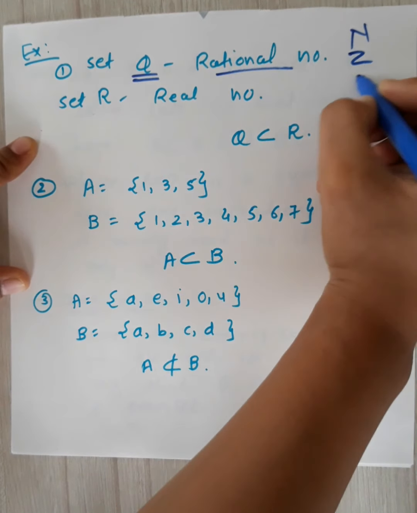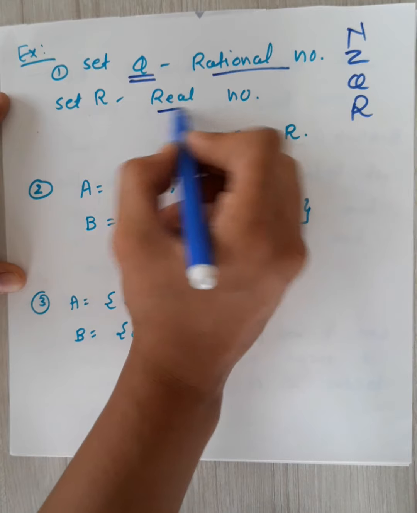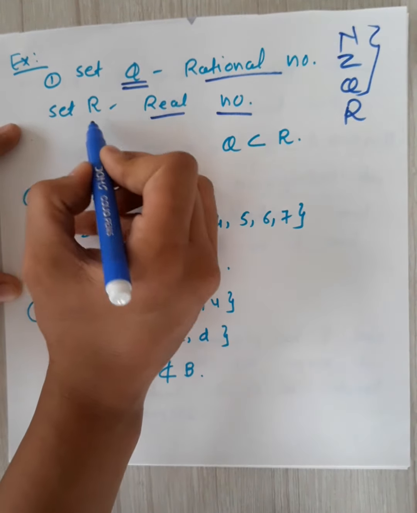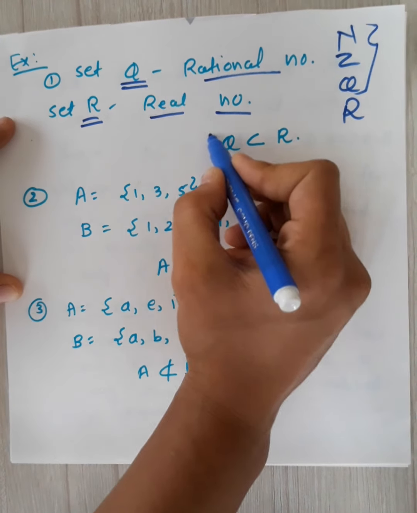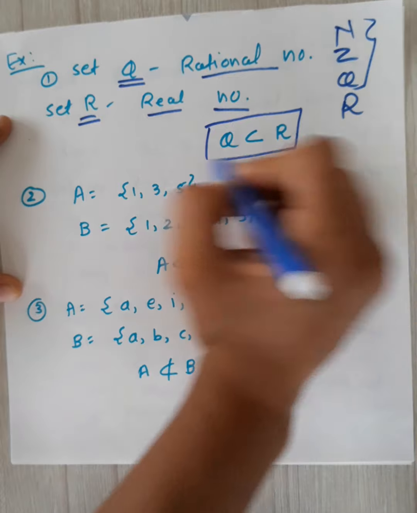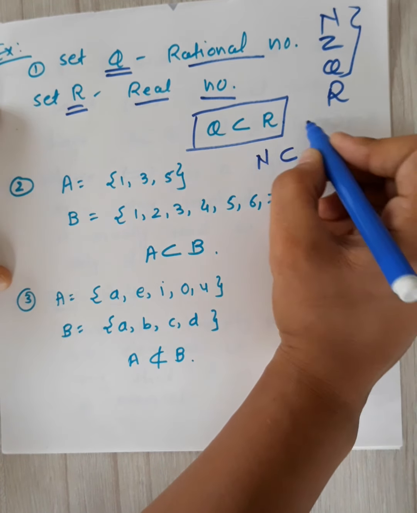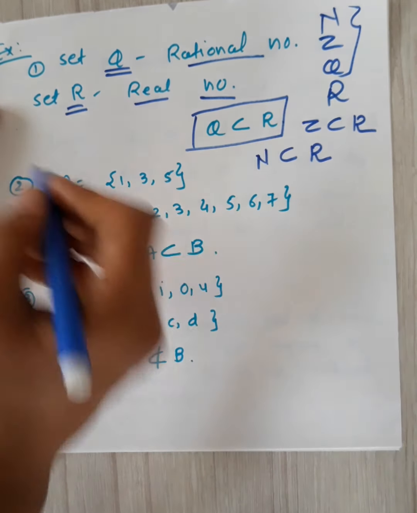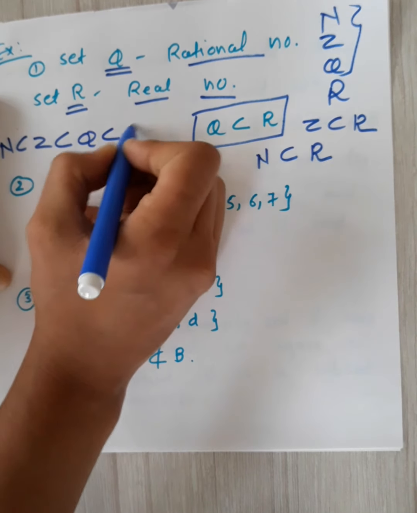Our N, Z, Q, R, these all are sets. And set R is real numbers. In real numbers all the sets are there, N, Z, Q, right? R is the biggest set of our numbers, so we can write Q is a subset of R. We can also write N is a subset of R, Z is a subset of R. And also N is a subset of Z is a subset of Q is a subset of R.